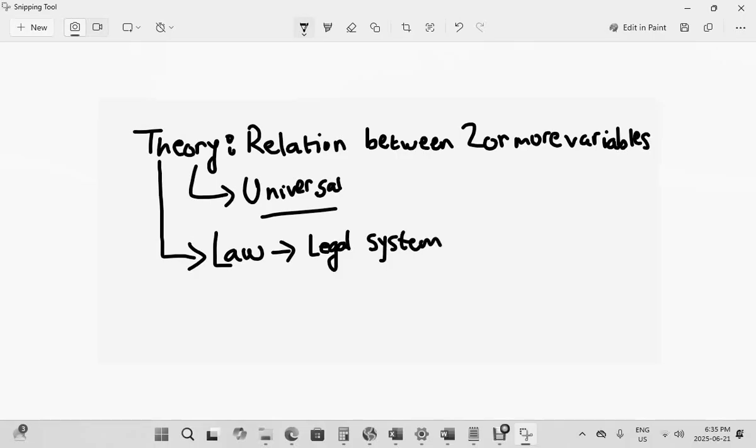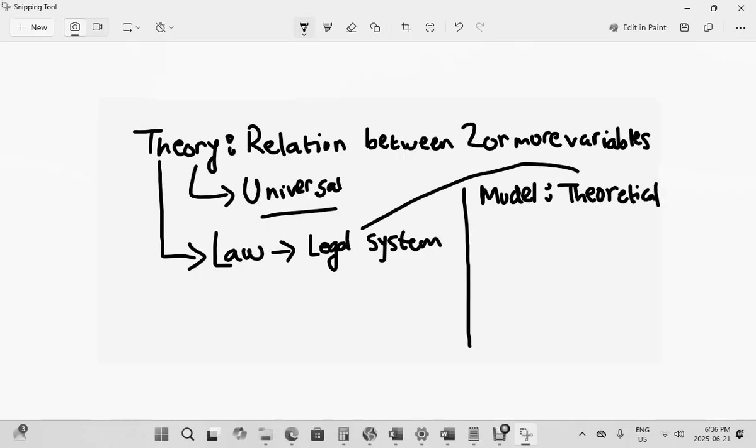And when people start using this law and theory to build or construct a model, this is the model that may be used to explain how households and firms interact. So when it comes to a model, it is mostly theoretical. It's a set of theoretical assumptions based on theory and law.